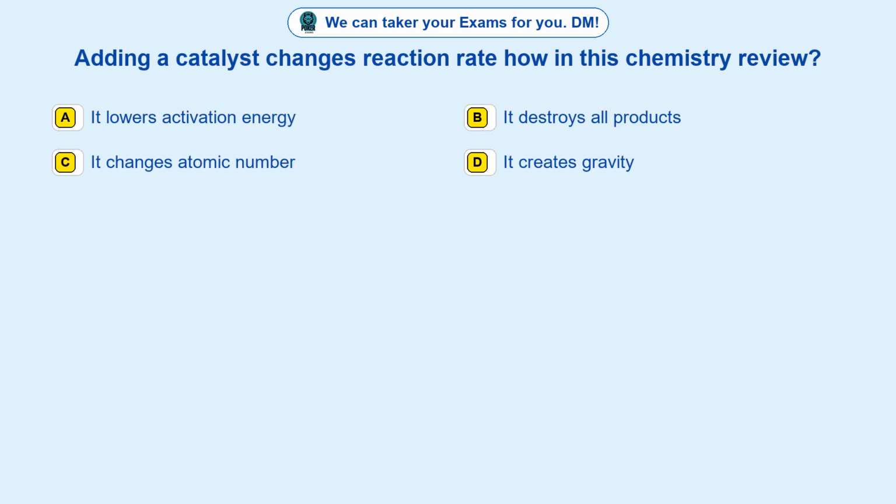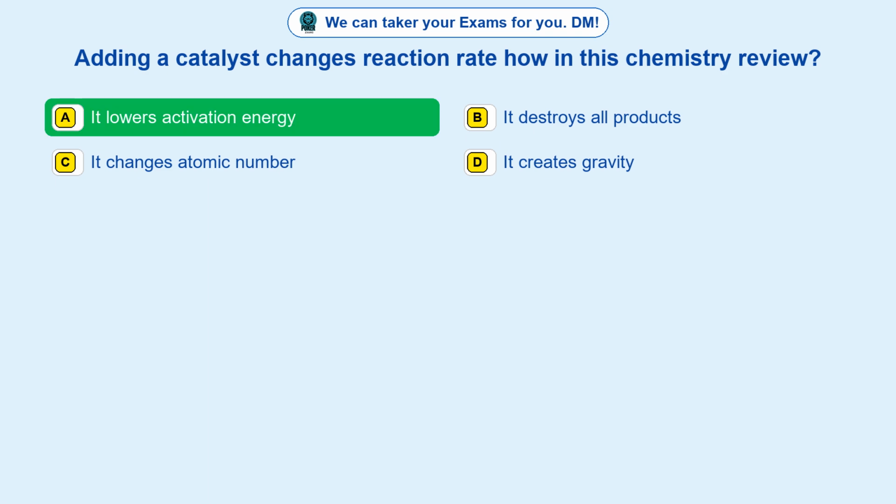Question 37. Adding a catalyst changes reaction rate how in this chemistry review? Option A. It lowers activation energy. Option B. It destroys all products. Option C. It changes atomic number. Option D. It creates gravity. The correct answer is option A.